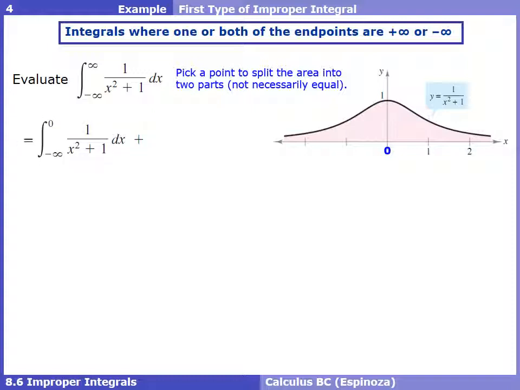So we need to set up two separate integrals. We're going to set up an integral from negative infinity to 0, which will be the left half. And then of course we're going to add to that the integral for the right half, which would be 0 to positive infinity. Just like you saw in the previous examples, and really this is just two problems in one.